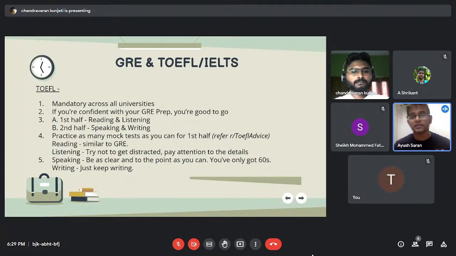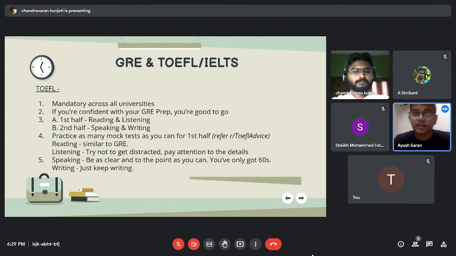It's split into two halves. There's reading and listening first, which is very GRE, and then there's speaking and writing, which is not all GRE. The writing part is kind of GRE. The speaking part is just you have 1 minute to speak on a particular topic and just be as clear as possible. Don't hesitate, don't stammer, and don't add filler words. Practice to make sure that's not there. And largely, I think a few days of practice should be more than enough.